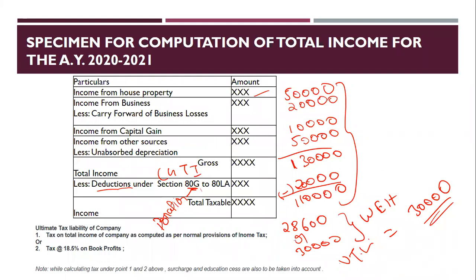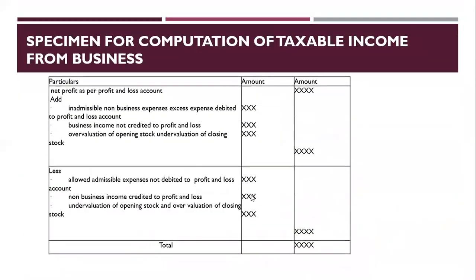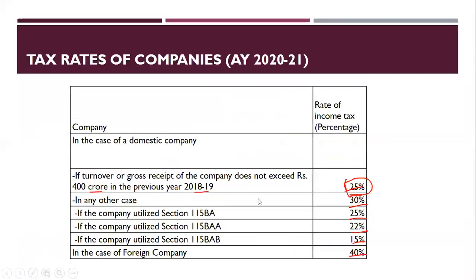And next, someone asked about the last part. The last part is nothing but calculating the tax liability for companies. What you have to do is, in step one, compute the taxable income from business. And next, we have to see any other heads of income, that is income from house property, or income from capital gain, or income from other sources. And next, we have to see any carry forward loss or any kind of unabsorbed depreciation. Am I clear?